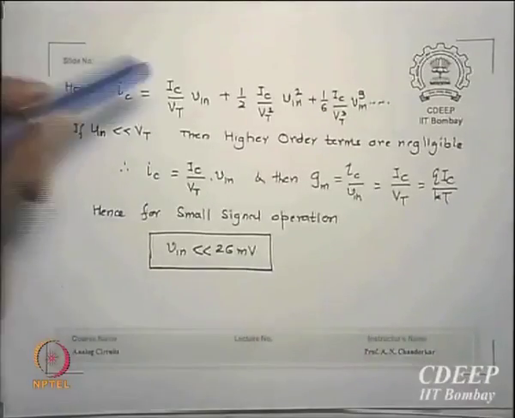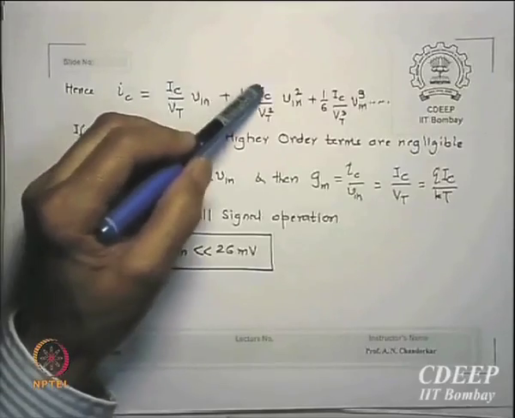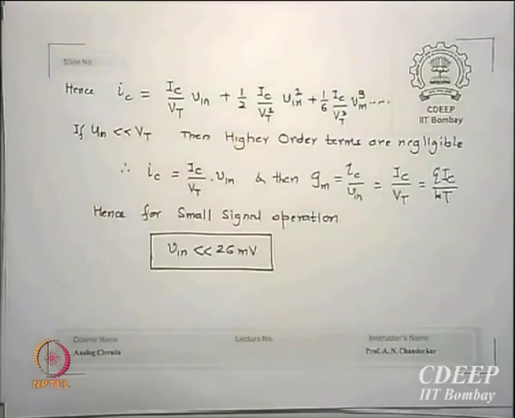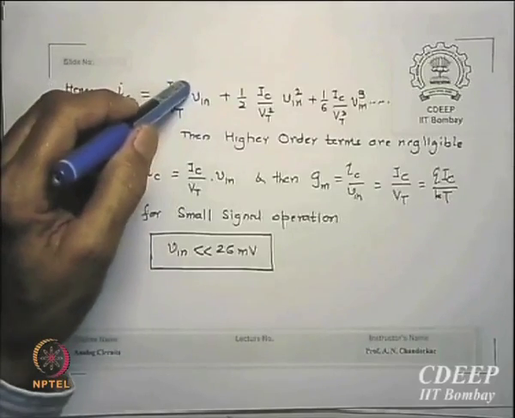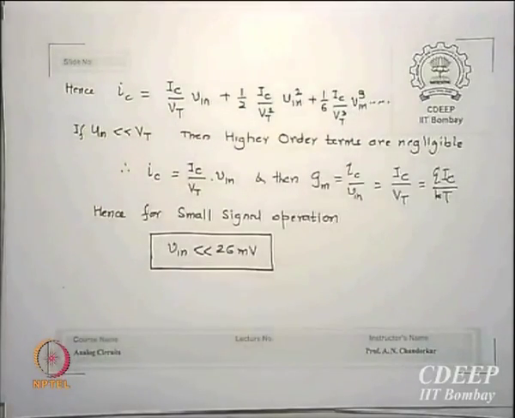I get ic is equal to IC by VT times V in plus half IC by VT square V in square plus 1 by 6 IC by VT cubed V in cube and so on and so forth. Is that clear? AC current, how many terms am I getting? First is the major term, which is the first order term. This is the second order term. This is the third order term. And there will be n order terms.